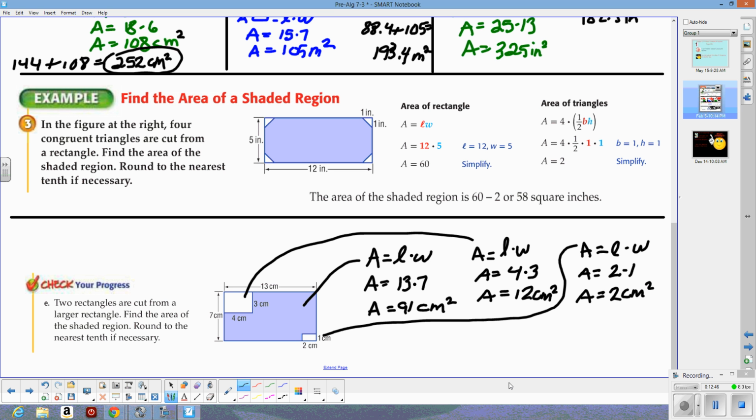And now, since these are thrown away, we're going to take the whole rectangle, or 91, and then subtract 12 and subtract another 2. And you will end up with 77 centimeters squared.